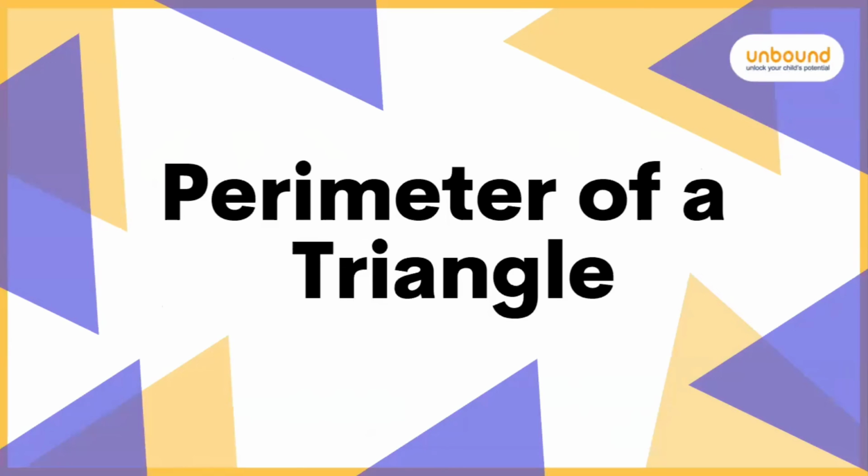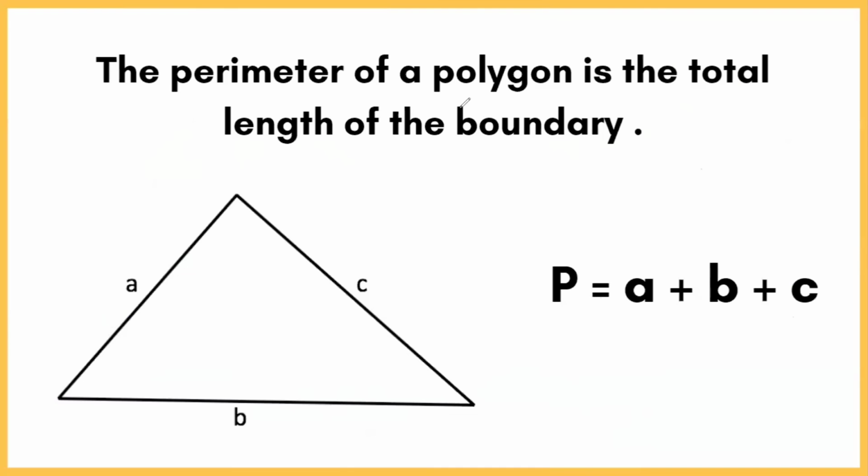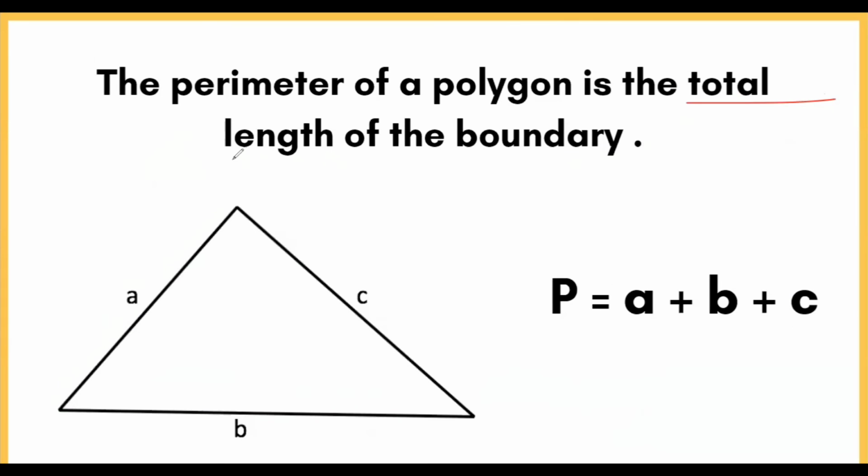See what is the perimeter of a triangle. Now perimeter is always the total length of the boundary. So to calculate the total length of any boundary, what do you do? You perform a simple addition. So here to calculate the perimeter of a triangle, you will do the same thing. Add the lengths of the sides of the triangle and then you will get the perimeter.